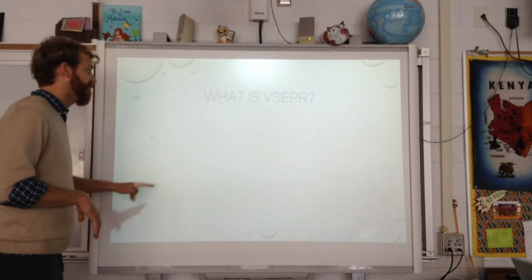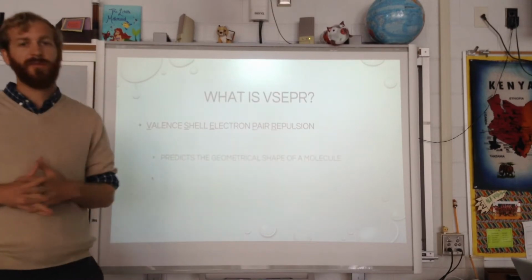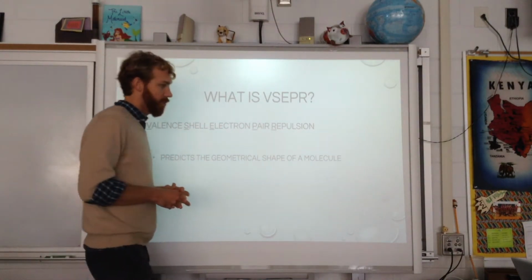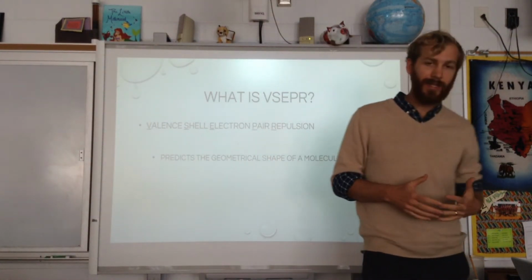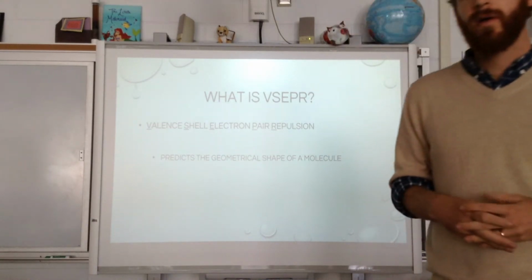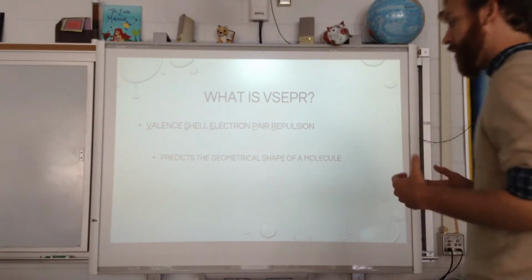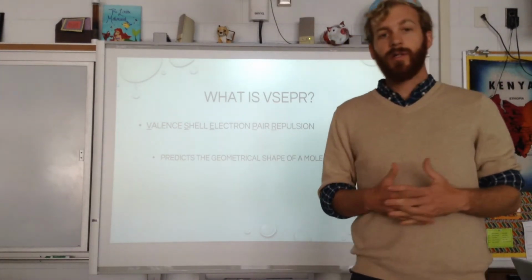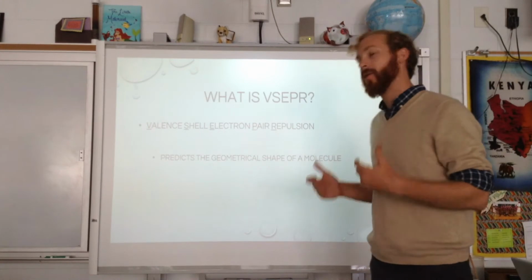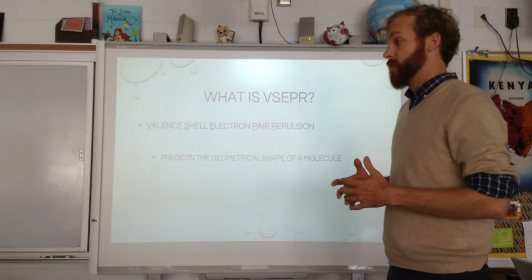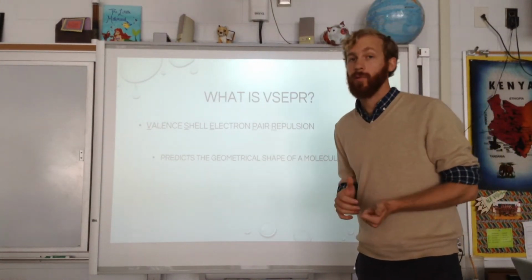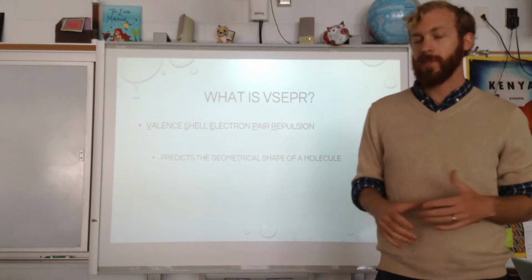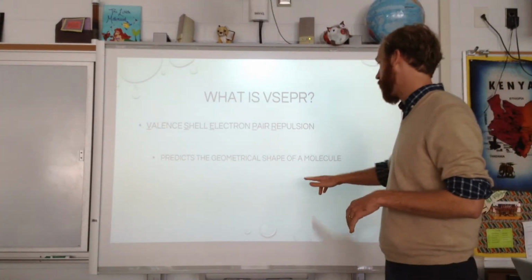So what is VSEPR? VSEPR stands for valence shell electron pair repulsion. It helps us predict the geometrical shape of compounds. Remember that electrons have a negative charge, and negative charges repel each other. So the electrons in the outer energy level, the valence electrons, when we have a compound, interact with one another and push each other away. So they repel each other, and that helps us predict the geometry of the molecule.